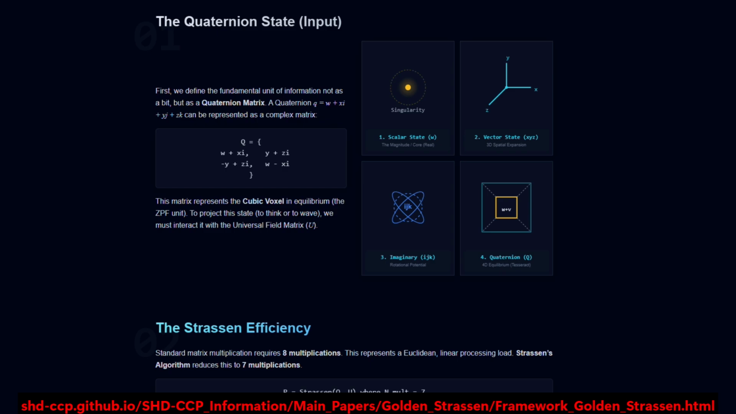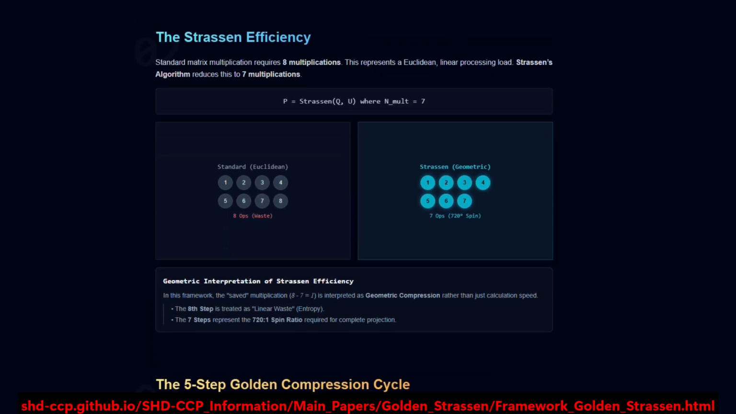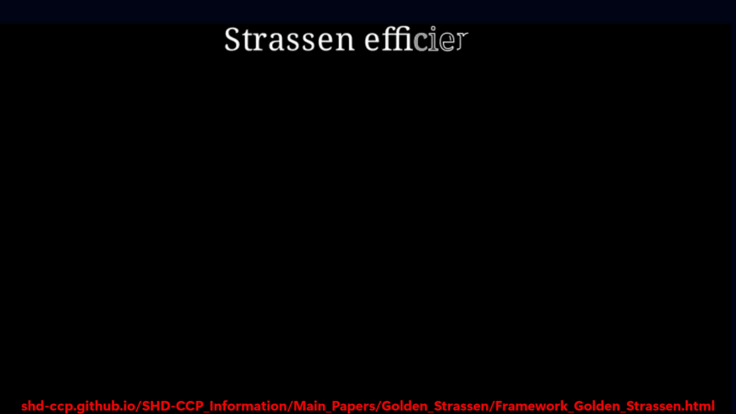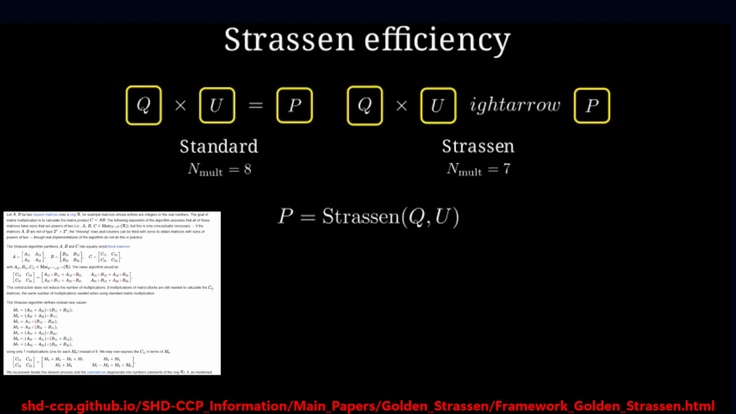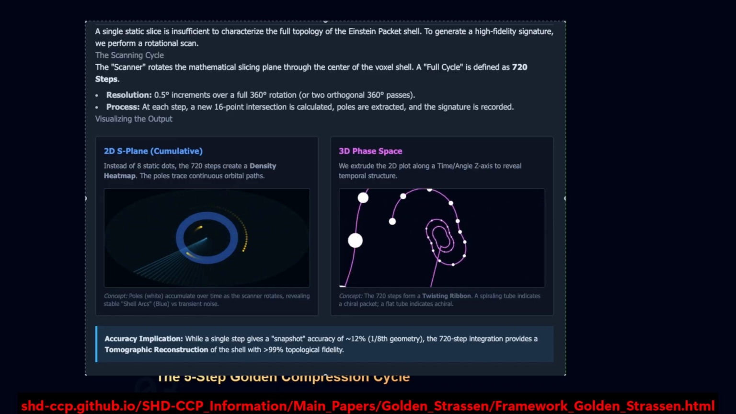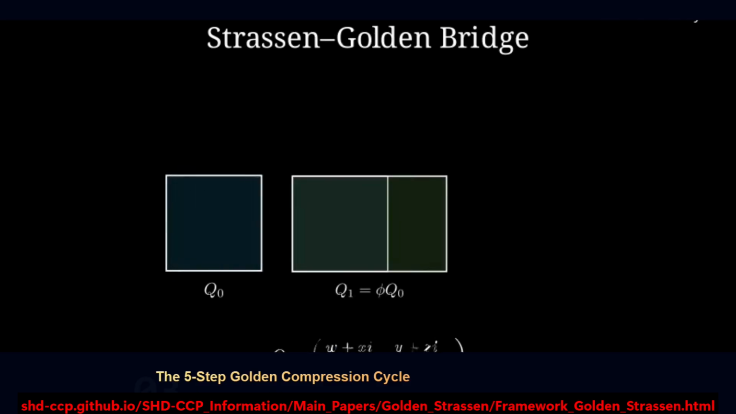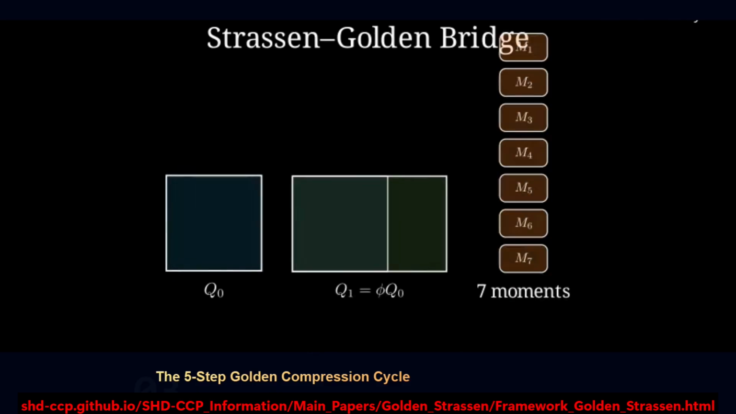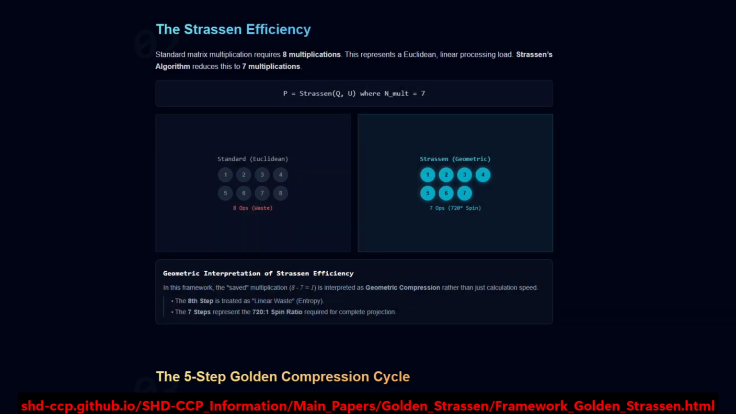Standard matrix multiplication requires 8 multiplications. This represents a Euclidean, linear processing load. Strassen's algorithm reduces this to 7 multiplications. In this framework, the saved multiplication is interpreted as geometric compression rather than just calculation speed. The 8th step is treated as linear waste, entropy. The 7 steps represent the 720-to-1 spin ratio required for complete projection.